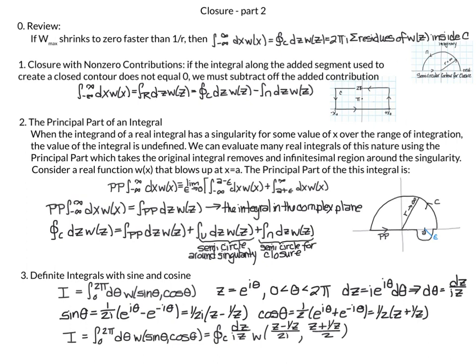We have a similar formula for cosine, so then our integral becomes 0 to 2 pi, substituting d theta equal to dz over iz, and then substituting for sine, 1 over 2I times z minus 1 over z, and for cosine, z plus 1 over z over 2. And we did an example of this.